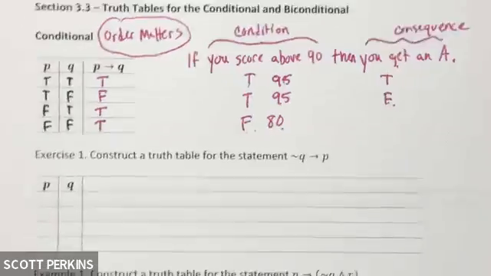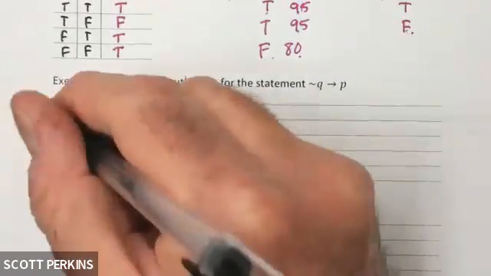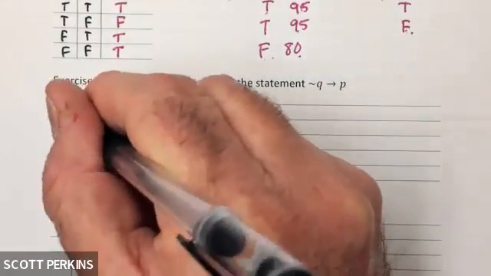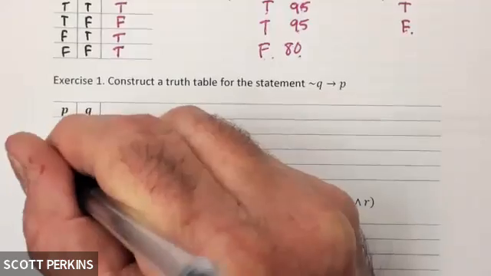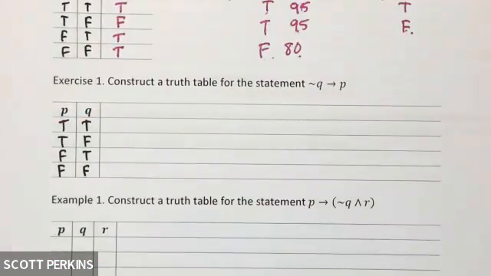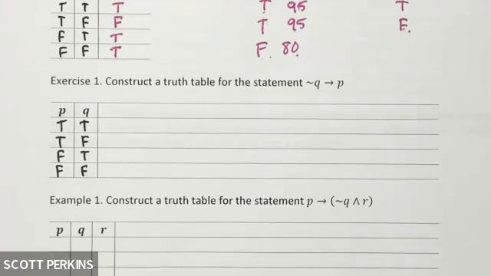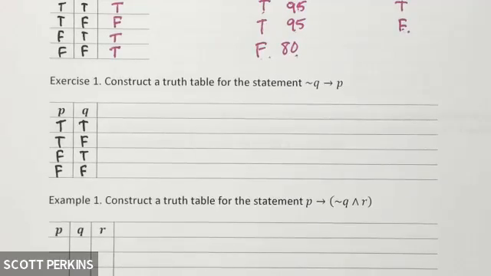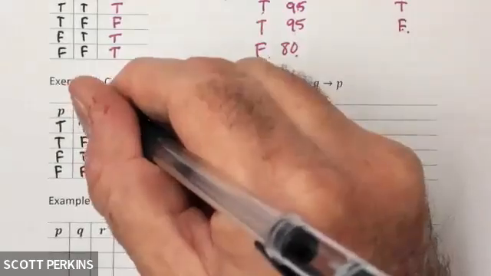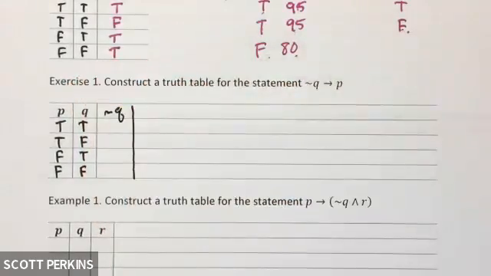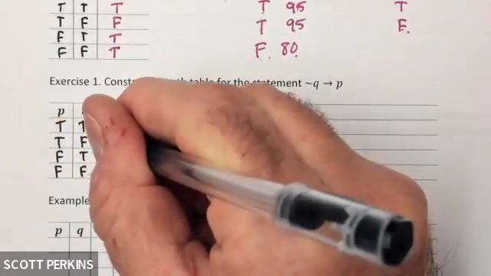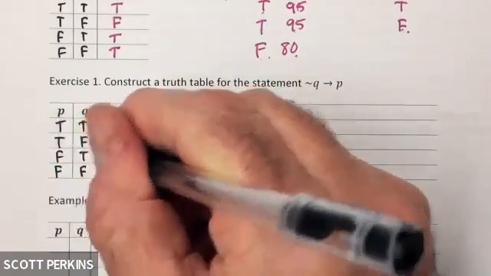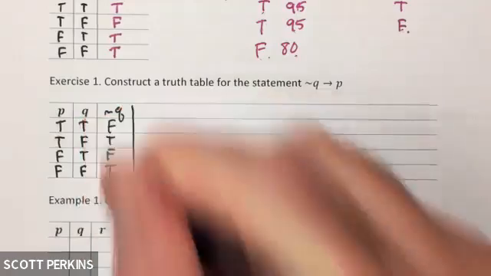Okay, so exercise 1. I'm going to fill in my trues and falses. Okay, well, I need a column for what first? Squiggly Q. Yeah, this is just like we were doing before. I need a squiggly Q column. So Q is true, so squiggly Q is false. False, it turns to true. True, it turns to false. And false, it turns to true. Perfect, great job.